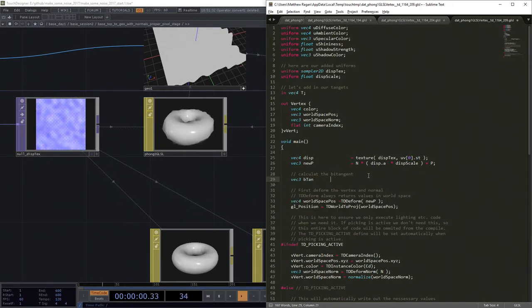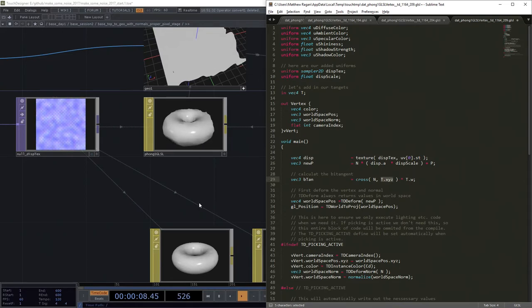We can call that btan, and we can calculate that by looking at the cross product of n and our tangent xyz. And we're going to multiply that by TW. This is the handedness, right? TXYZ represents the vector of our tangent. TW is the handedness of that.